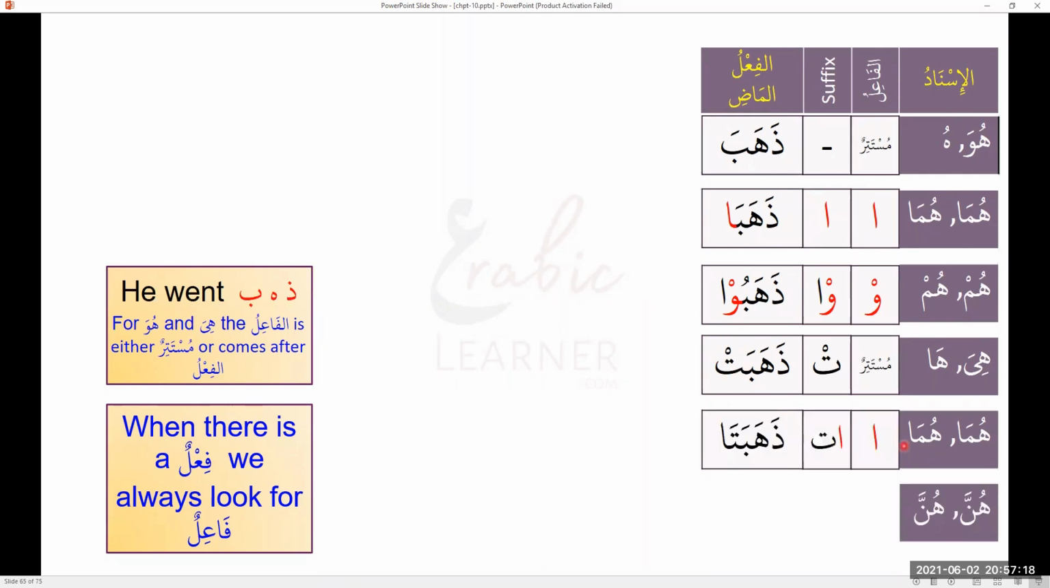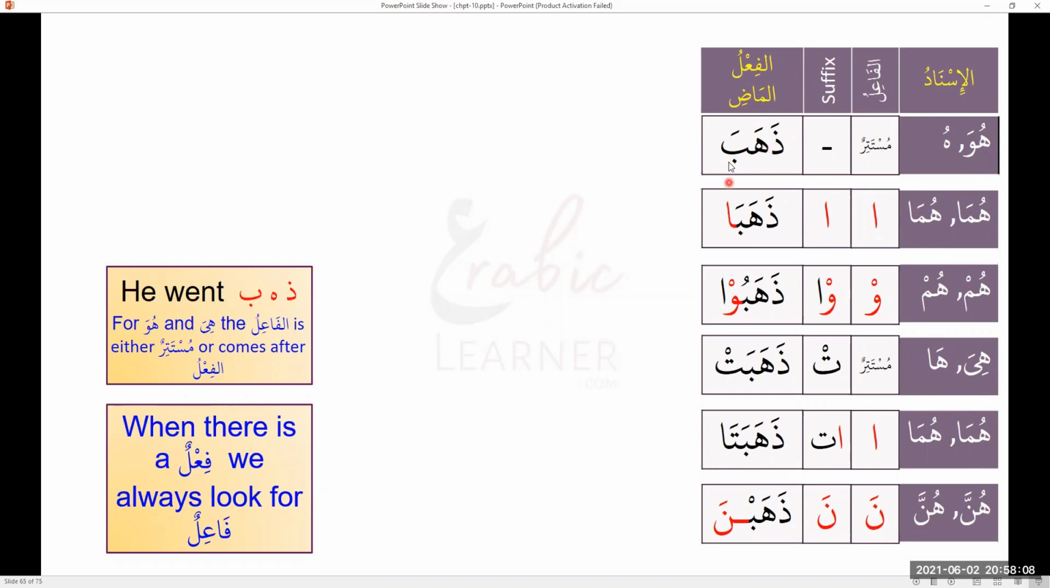Zahabata. So again it is like zahaba here, but we are putting ta ta'nith here to indicate two females. Clear? Now, when it comes to hunna, everything changes. This is standard with all Fi'l Madi. Remember, brothers and sisters, even the old students, this is standard with all Fi'l Madi. Huwa, huma, hum, hiya, huma.